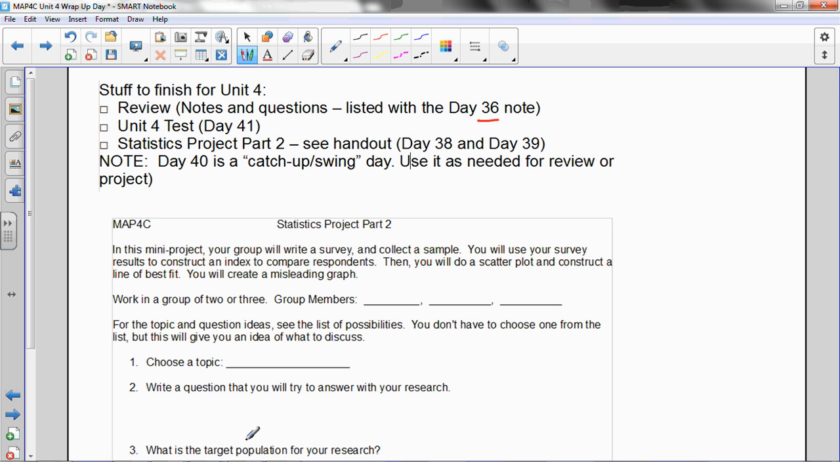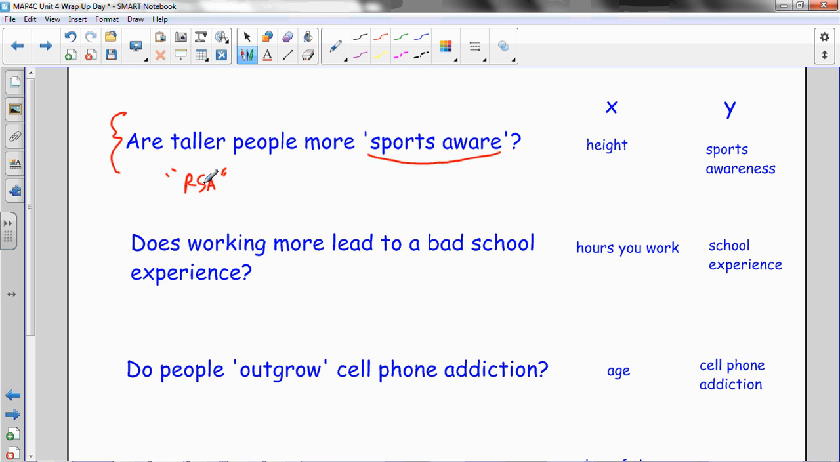So the taller people, well, that's pretty easy. I could just ask a question, how tall are you? That's going to give me my x coordinate. My y coordinate's going to come from my index that I made up.